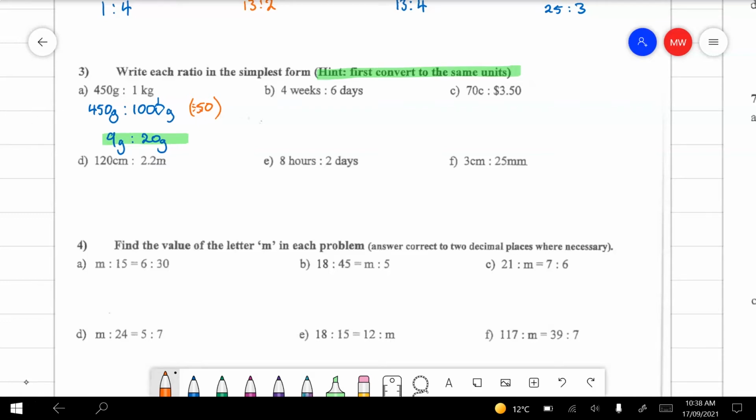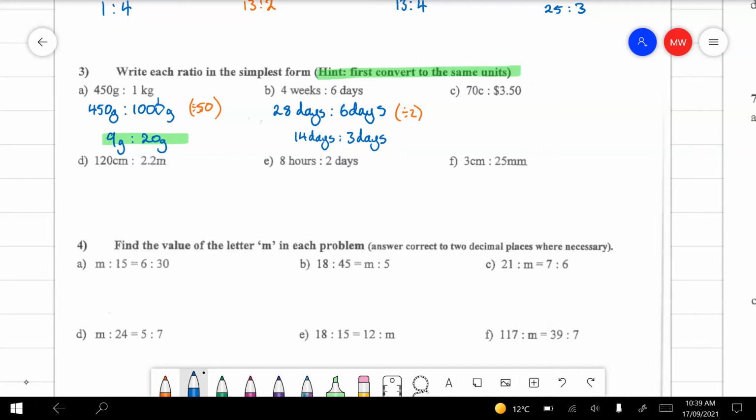Let's keep going. We've got 4 weeks and we've got 6 days. We can't turn days into weeks very easily, so let's change the weeks into days. So there's 7 days in a week and we've got 4 of them, so we've got 28 days here. And we're comparing that to 6 days here. So 28 to 16, let's divide both of those by 2. And we'll end up with 14 days, or 2 weeks, to 3 days.